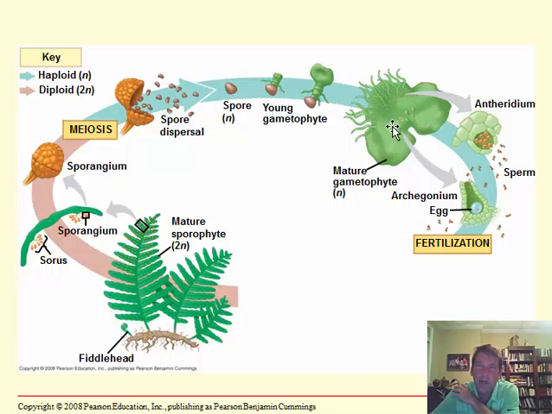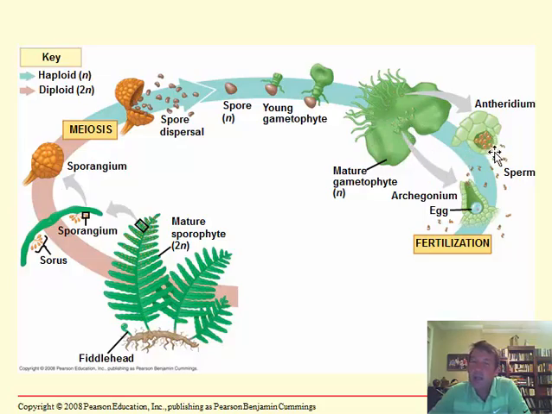Now, this gametophyte has both male and female reproductive structures on the same individual. All right, and so the female structures are right here in the notch, and those are called the archegonia. Same terms are used for these, and the antheridia are down here along the rhizoids.